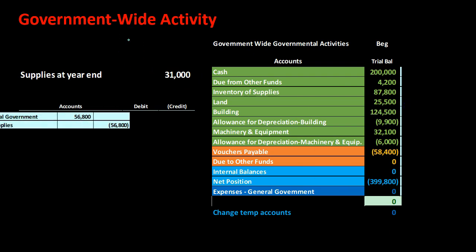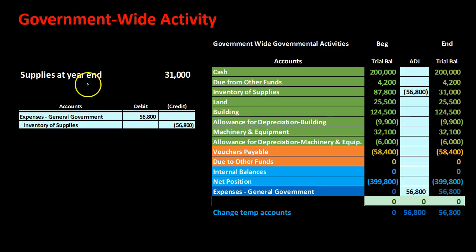Government-wide activity, again, accrual-based method, similar to what we would expect. So we're going to say, all right, if we post this out, the expense is going to be down here. We're going to record the expense on what would be similar to an income statement type of account. Then we're going to have the inventory of supplies. Inventory of supplies starting at 87,800 minus the 56,800 credit brings us to 31,000, which of course is the physical count we came to. That's at the government-wide level.